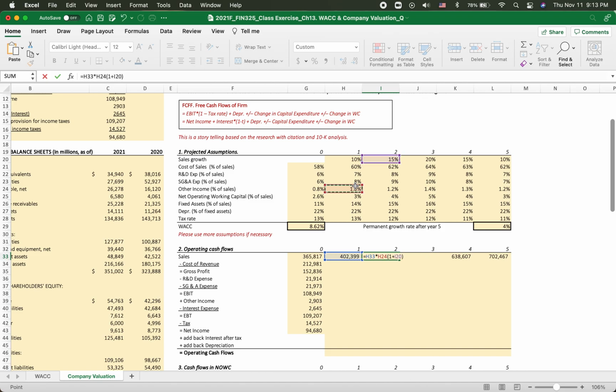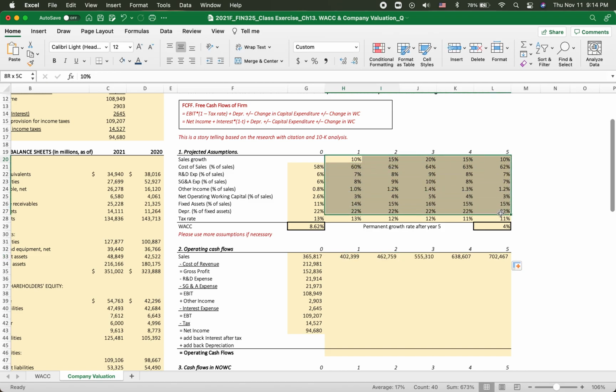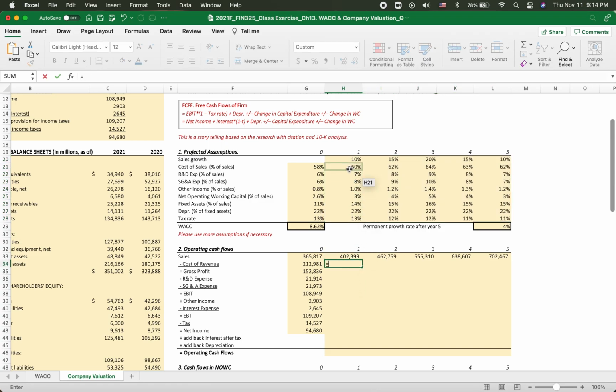Again, in your research paper in the Word file, you have to explain how you get this number. Where do you get this number? Okay. Cost of revenue, we assume 60% of, right, the current sales.